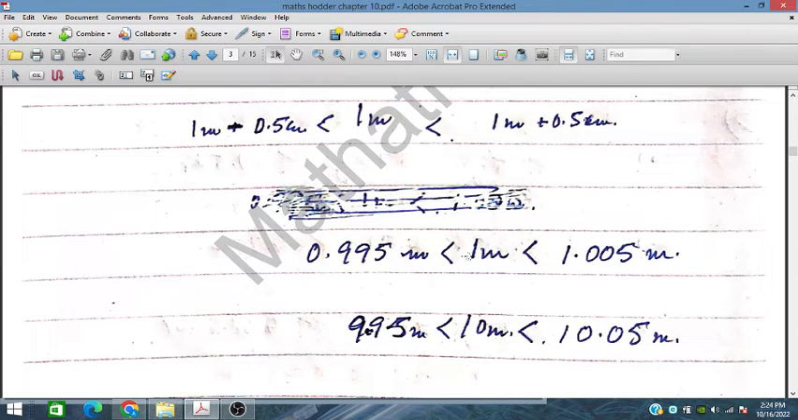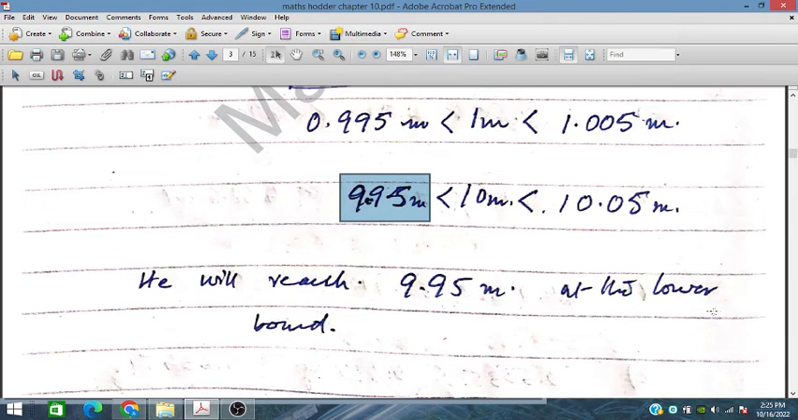So in meters it will be written like this. For 10 poles, this is 9.95 meters. So this is the minimum value that the pole should reach. He will reach 9.95 meters. If every pole is at its lower bound, then it will definitely reach 9.95.